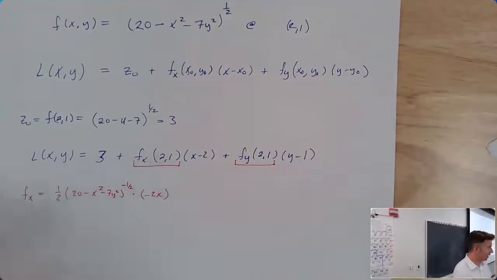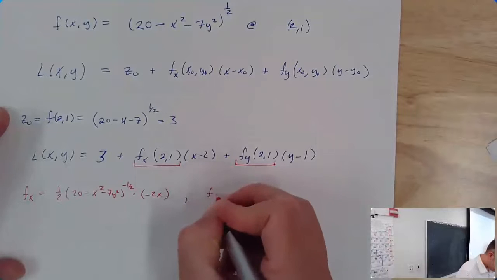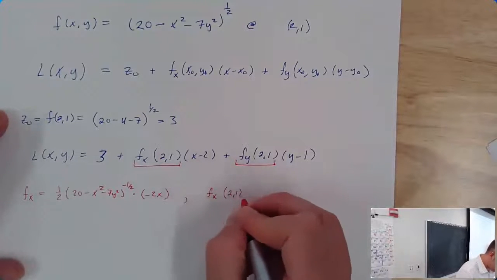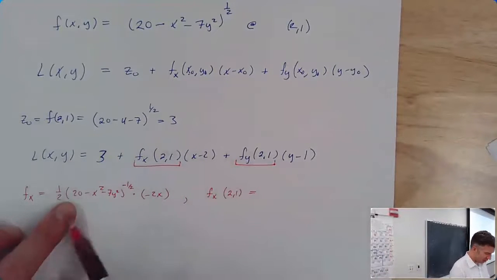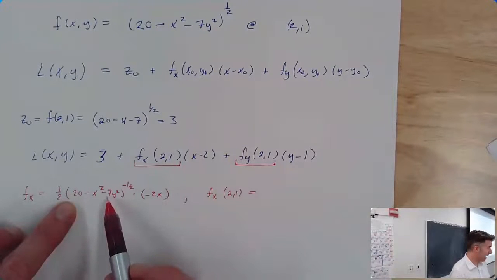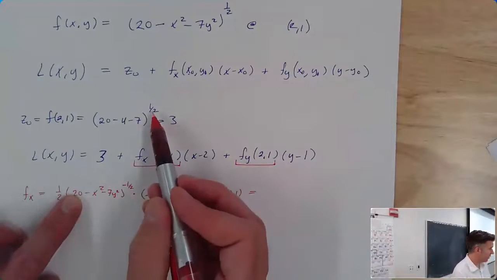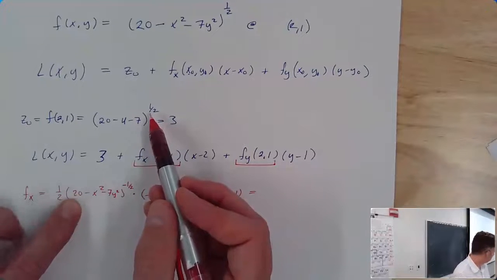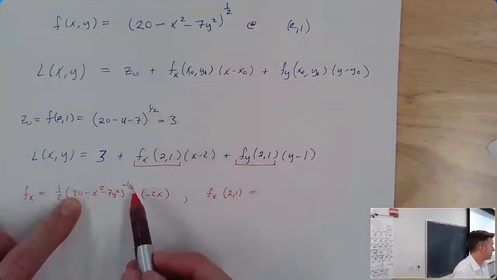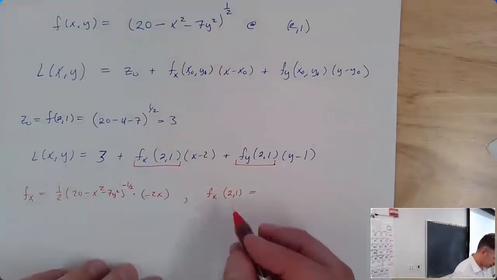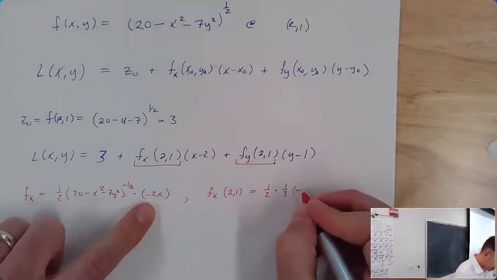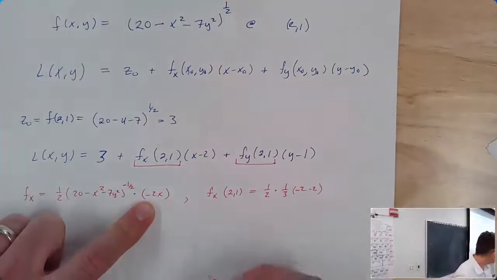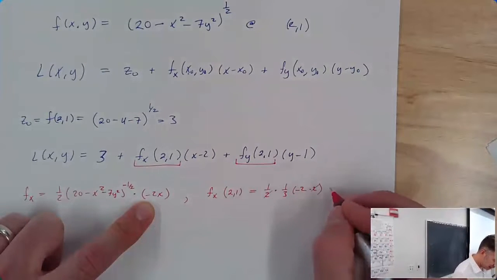And just minus 2x, nothing else, because it's just with respect to x. So then if we plug in f_x at the point (2, 1), let's be smart and not do more work than we have to do. We already know that when you plug in (2, 1), 20 minus 4 minus 7 is going to be 9. And then 9 to the 1/2 power is going to be 3. Now be careful here. We have 9 to the negative 1/2, which is going to be 1/3 instead of 3. So we're really going to get 1/2 times 1/3 times negative 2 times x, which was 2. That's going to end up being negative 2/3.